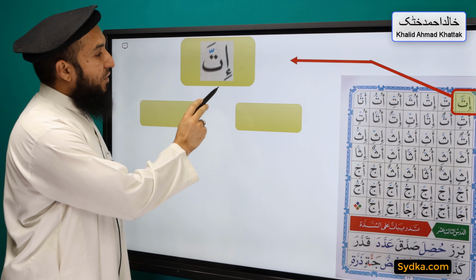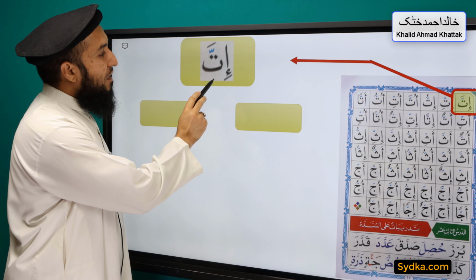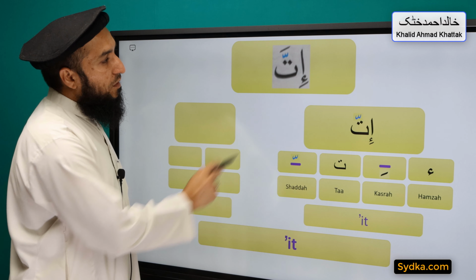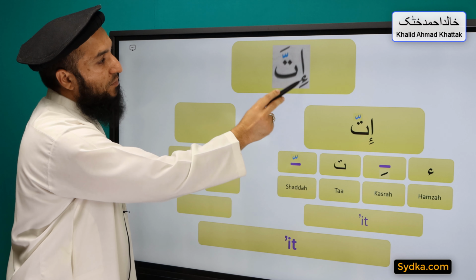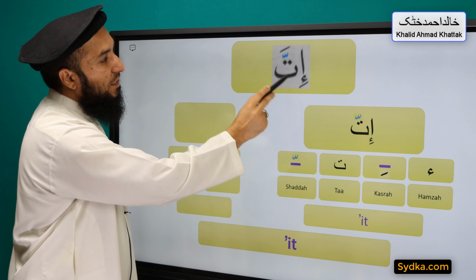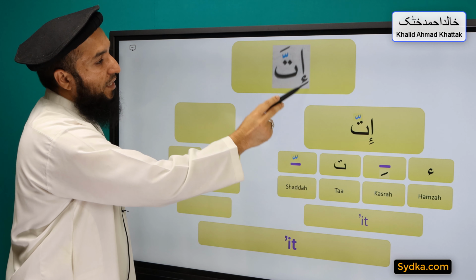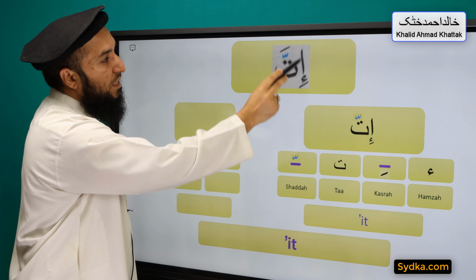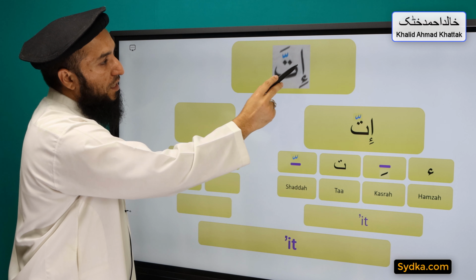The next word we have is itta, and it can be divided into two syllables. The first syllable we have is hamza kasra ta shadda it. Hamza is a light letter, it has kasra underneath, it is followed by ta, ta has a shadda. This alif is silent and it is used as a chair for hamza.